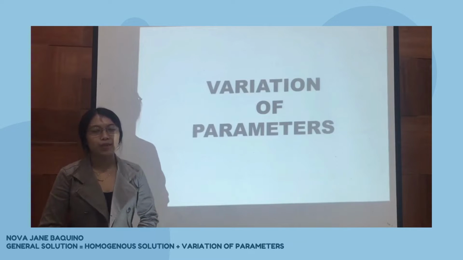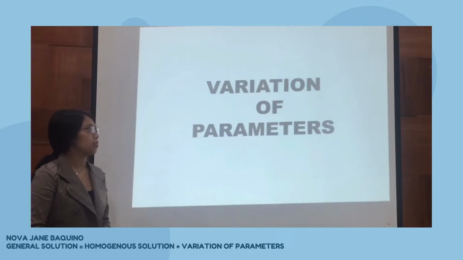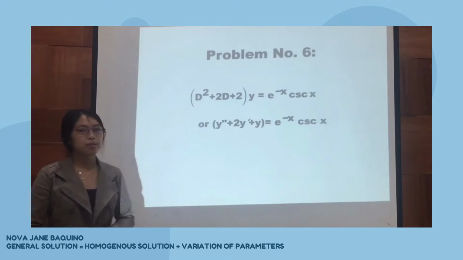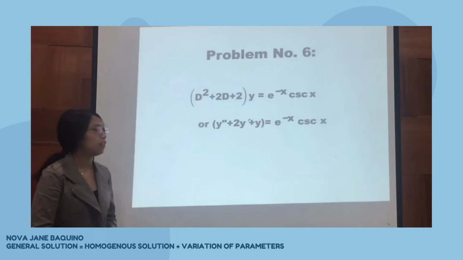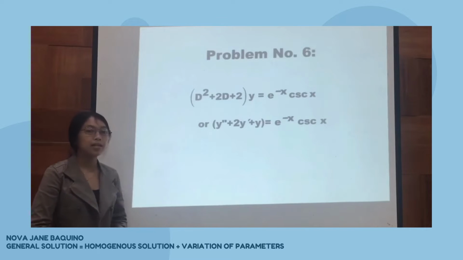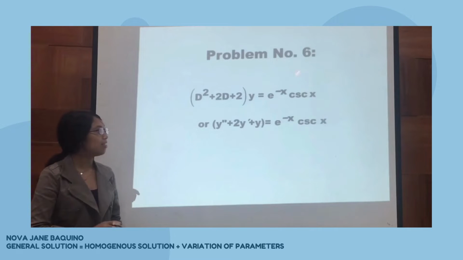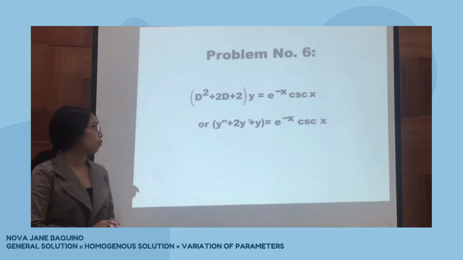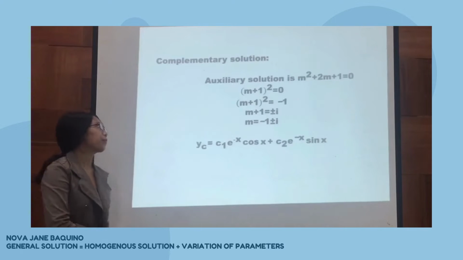Hi, for today I am going to tackle the derivation of parameters. So let's proceed to the given problem number 6, which is the quantity of D squared plus 2D plus 2 multiplied by y is equal to e to the negative x cosecant x, or simply the quantity of y double prime plus 2y prime plus y is equal to e to the negative x cosecant x.